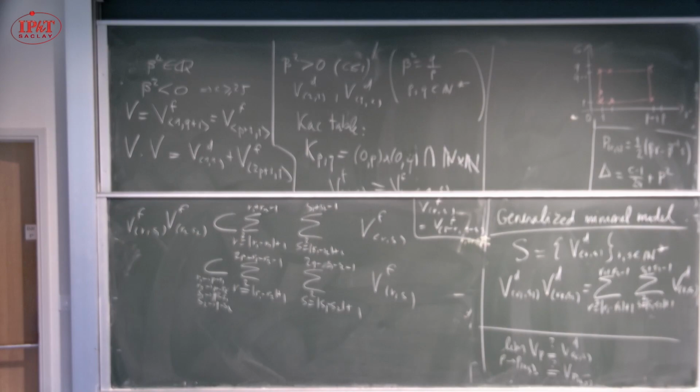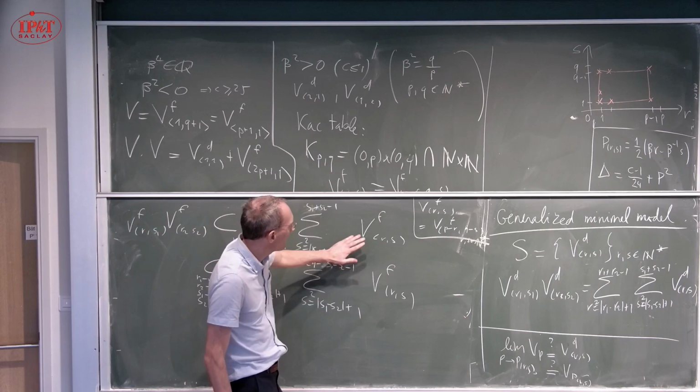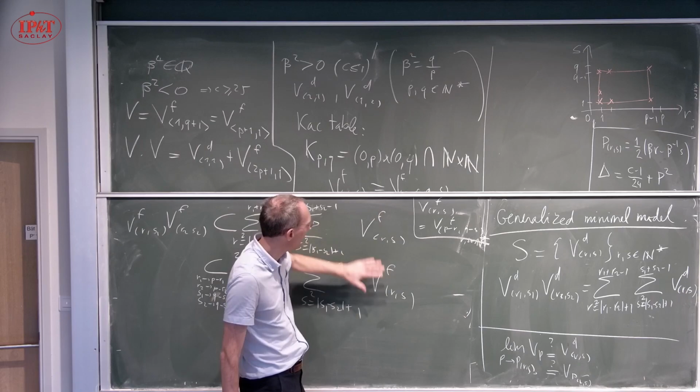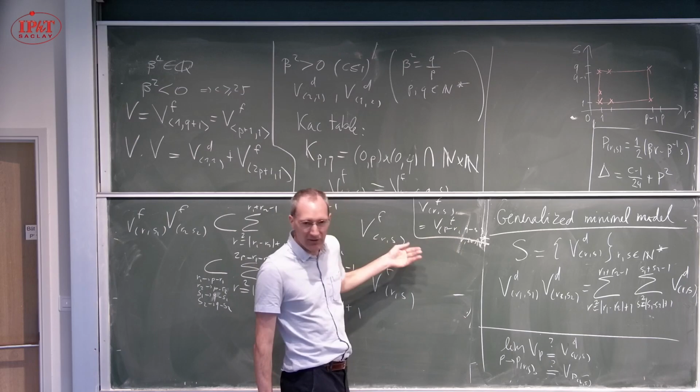Okay, so now I basically have to take the intersection of these two sets of fields, but I have to take the intersection modulo this identification. I could have fields in principle which are equal here, although they have different indices. But this in fact does not happen, because if P and Q are coprime, one of them must be odd. Let's say P is odd.